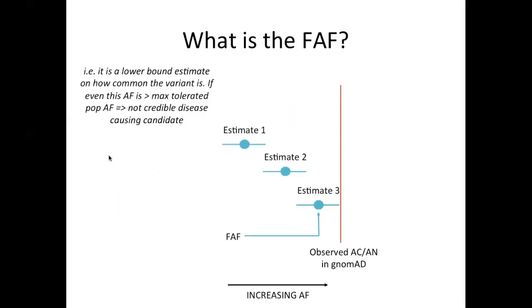So how we used to filter is if even this allele frequency is greater than our maximum tolerated, then it cannot be a credible candidate to cause disease. Now I hope that makes sense.